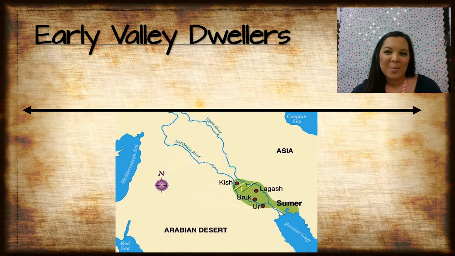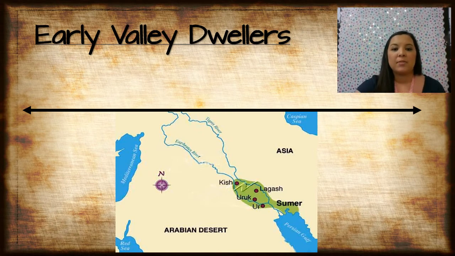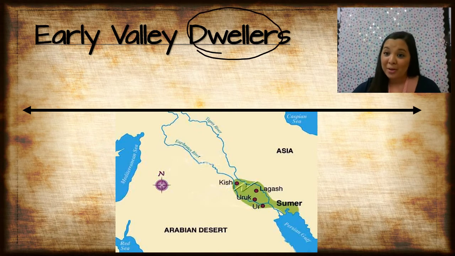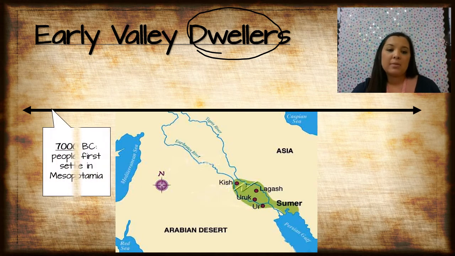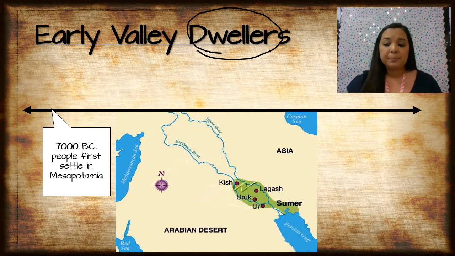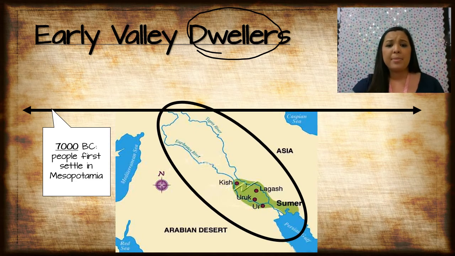Hi guys, welcome back. So Miss Tickle has just shared with you that we will be discussing Mesopotamia. Now what I want to talk about is the people that lived in this specific place, or what's known as a dweller. Okay, so archaeologists around the 1800s started to dig up this area and discovered artifacts and fossils in this ancient area. Okay, and so what they believed is that people first settled in Mesopotamia around 7000 BC. And so you'll see on your map that this area here is what we consider Mesopotamia.